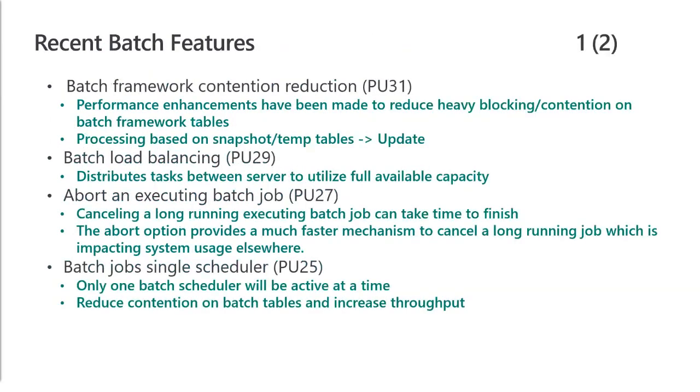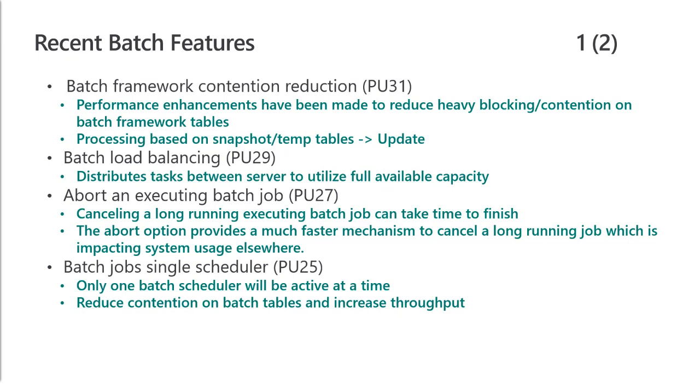So looking at the features, I will cover most of them on a pretty high level. When it comes to reducing locking or contention, in PU31 we have the batch framework contention reduction. This is still something that you need to turn on in feature management, and I will come back to that. It's not in preview, but it's still managed by enabling it in feature management. And that is especially important if you are experiencing these kinds of issues with your batch processing, to evaluate turning this feature on.